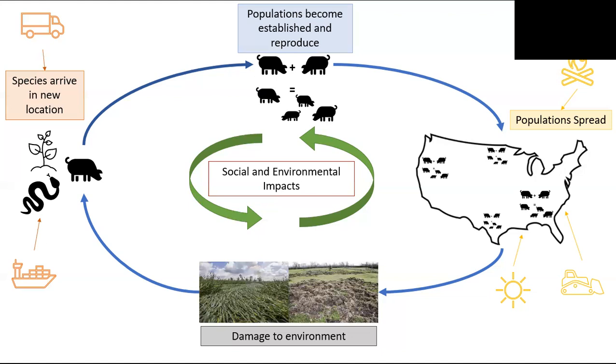But this entire process is also associated with social, economic, and environmental impacts, which is kind of what this green circle is signifying in the middle. During this whole process, these 4 stages of invasion, these animals are causing a lot of damage socially, environmentally, and economically.